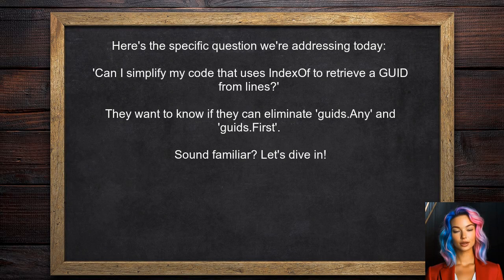Here's the specific question we're addressing today. One user asked, "Can I simplify my code that uses IndexOf to retrieve a GUID from lines?" They want to know if they can eliminate the use of guids.Any and guids.First. Sound familiar? Let's dive into this together.